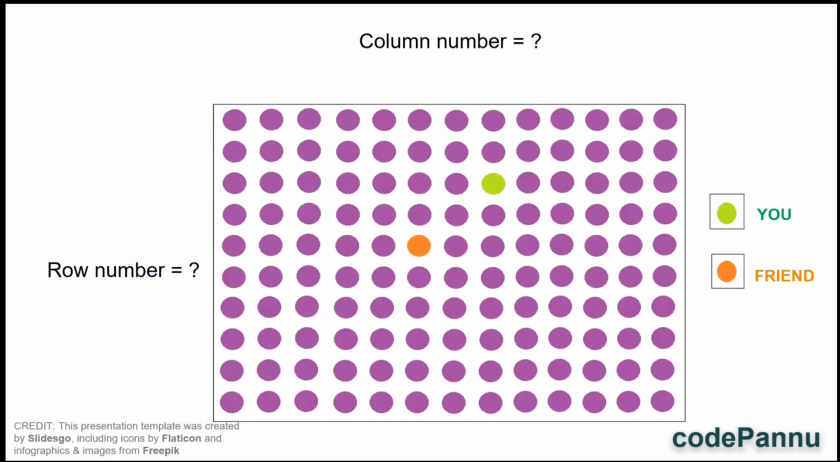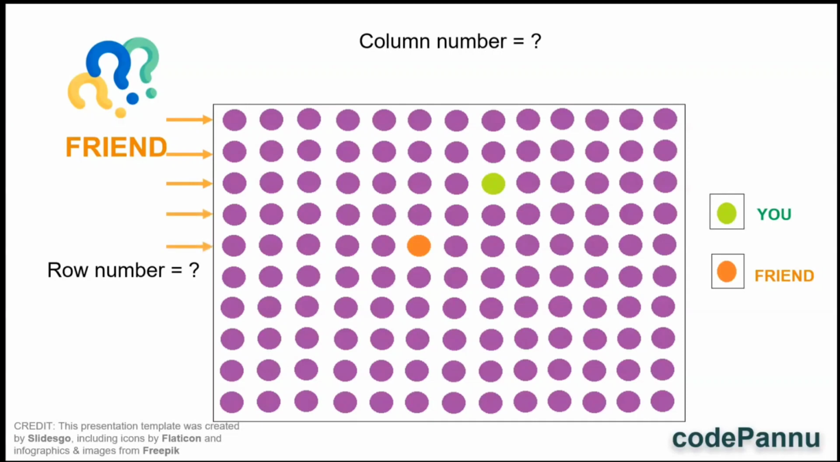Now, shall we find your friend colored in orange? Let us count the horizontal lines first again, that are rows. So, first row, second row, third row, fourth row, and your friend is standing in the fifth row. Let us start counting the vertical lines for columns from the first column, like first column, second column, third column, up to 6th column, and we found your friend colored in orange. So, your friend is in the 5th row, 6th column.